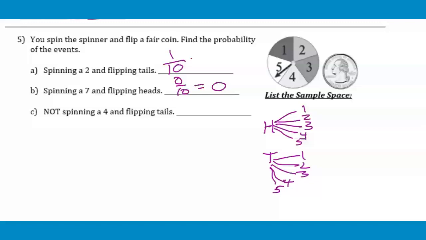Not spinning a 4 and flipping tails. Well, here's tails. How many are not 4s? Tails 1, tails 2, tails 3, tails 5. So there are 4 ways to get a number that's not 4 out of 10 possible outcomes here. Total outcomes here is 10. So 4 out of 10. And that simplifies again. We want to simplify any of those probabilities to lowest terms. So 2 out of 5.